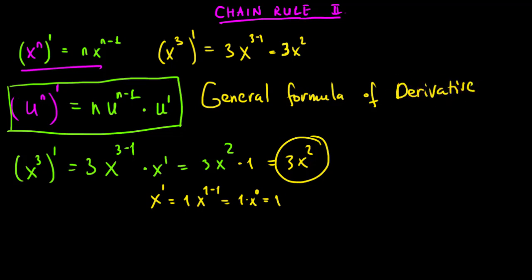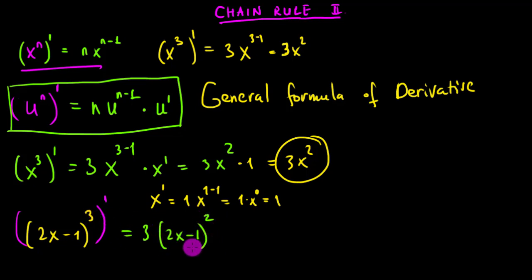Let's have this function: 2x minus 1 to the power of 3. If we want to find the derivative of this function, the simple formula is not enough. We are doing only the partial. So you have 3, and then 2x minus 1 to the power of 3 minus 1, which is just 2. And then you have to find the separate derivative of this one.